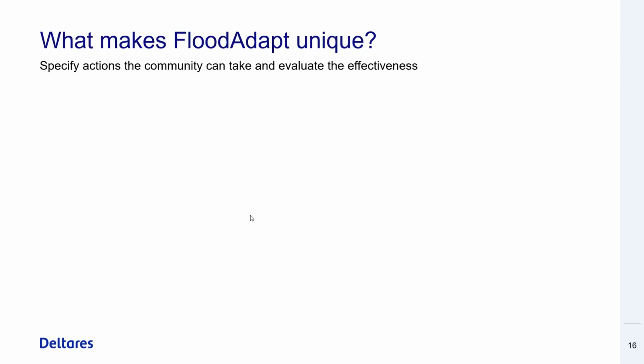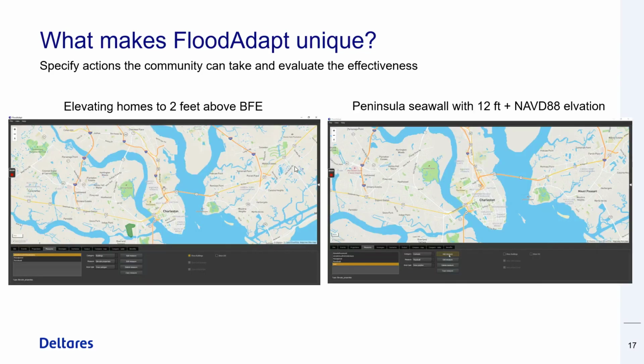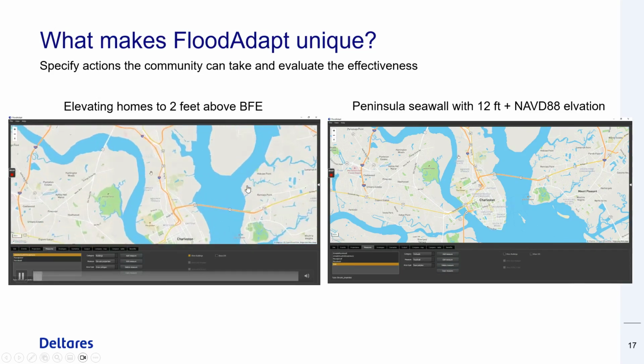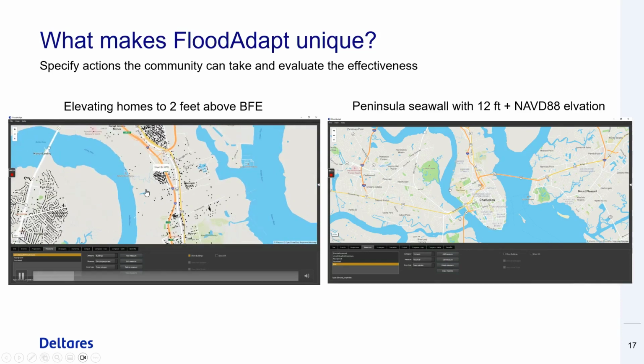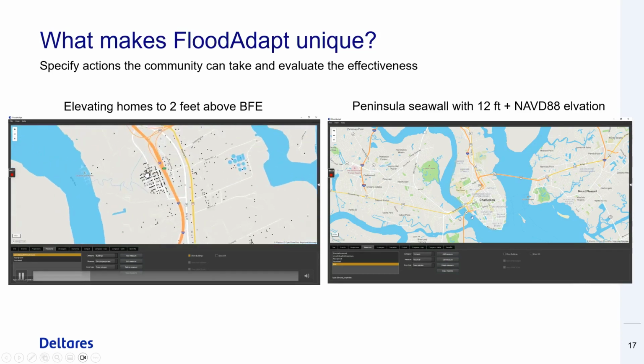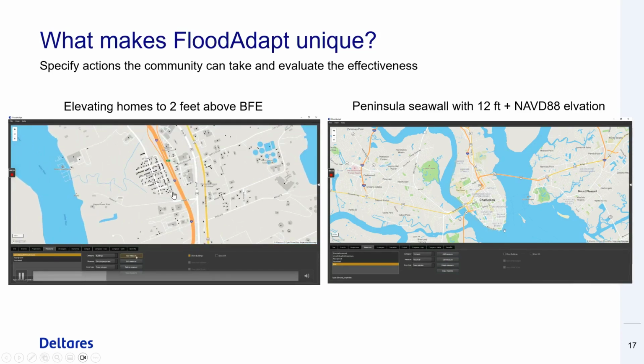Another thing that makes FloodAdapt unique is that you can actually specify actions interactively that you can take and evaluate the effectiveness of them. So you see here a couple of examples. I'll go ahead and click on them. So over here on the right, I'm drawing in a flood wall. On the left, I'm zooming in and I'm going to select some homes that are in that impact model to elevate. So you can see here, just click, click, click, clicking around and making a flood wall.